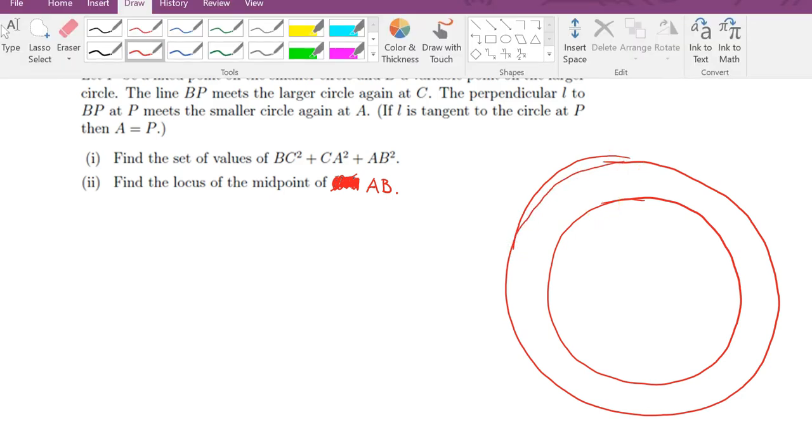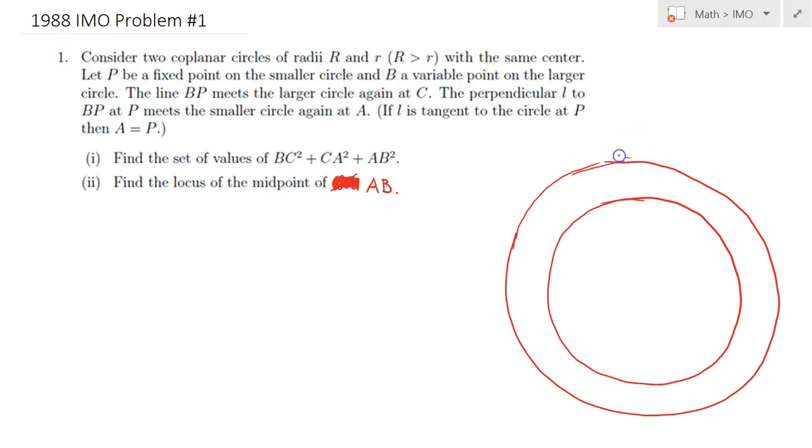Probably let me just do a couple revisions here. Okay, and we are then told to pick a point on the smaller circle and fix it. So that's our point P, which is fixed, and have a variable point on the larger circle. So let that point be B here, and we would like to connect these two points, and the intersection with the larger circle again is C, and then we draw a perpendicular from point P, and we hit the smaller circle again, which we call point A.